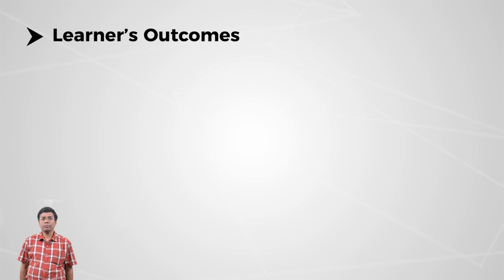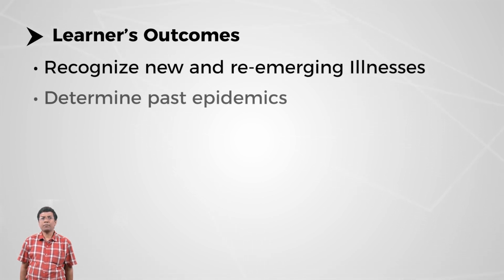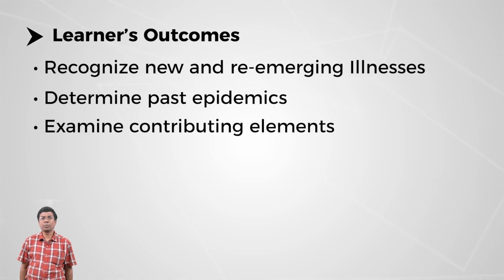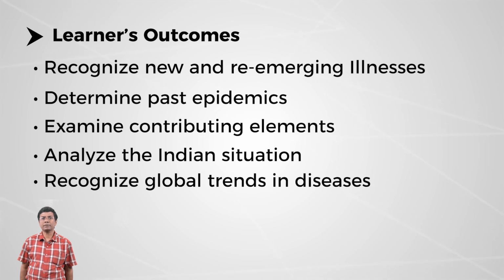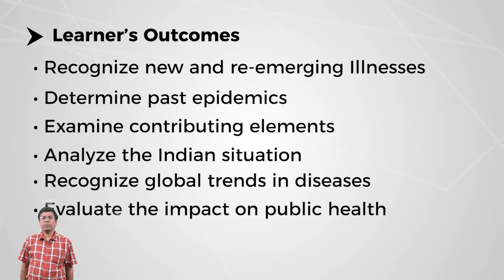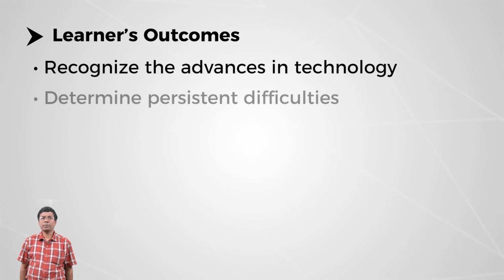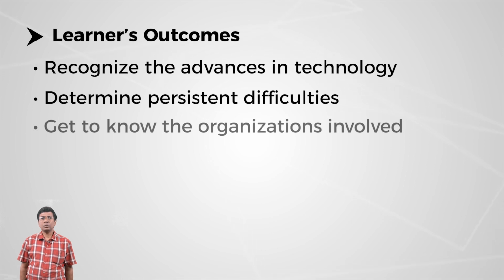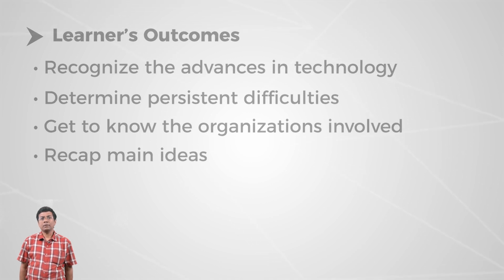So, the learning outcomes by the end of this presentation: learners will be able to recognize new and re-emerging illnesses, determine past epidemics, examine contributing elements, analyze the Indian situation, recognize global trends in disease, evaluate the impact on public health, recognize the advances in technology, and determine persistent difficulties. Also, learners will get to know the organizations involved and recap main ideas. Let us start the lecture.